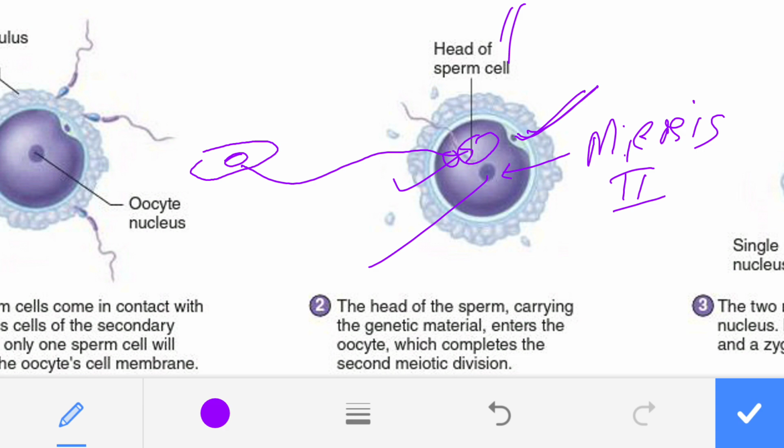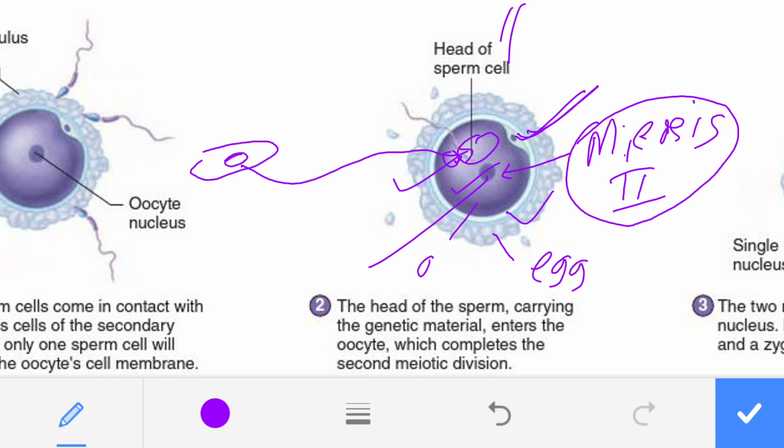Now, we were discussing, this is the secondary oocyte and this is the nucleus. So, this nucleus is completing meiosis 2. So due to which the second polar body is produced. The moment the sperm is entering the secondary oocyte, it is completing meiosis 2. So, when the sperm nucleus is present inside the secondary oocyte, we can say now the secondary oocyte has become an egg, or now instead of secondary oocyte this cell is known as an oocyte.